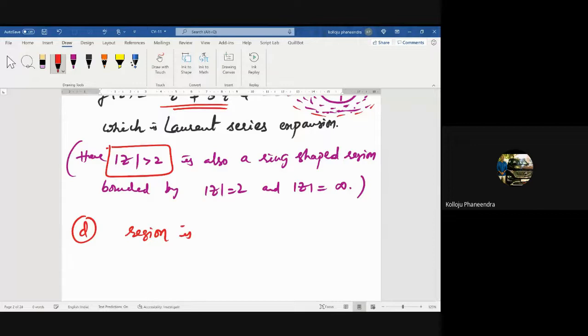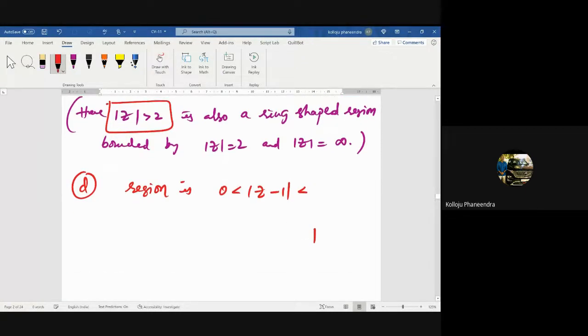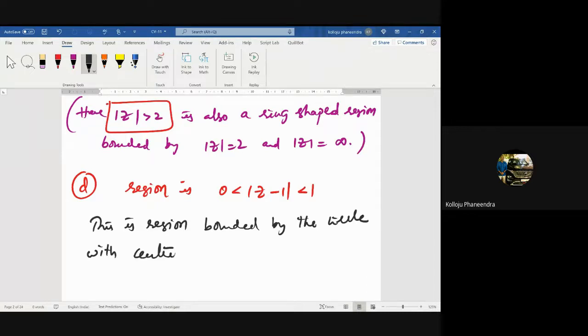And the last one, the region is 0 less than mod z minus 1 less than 1. What is the change here? This is the region bounded by the circle with center at z equal to 1 and radius 1 unit.